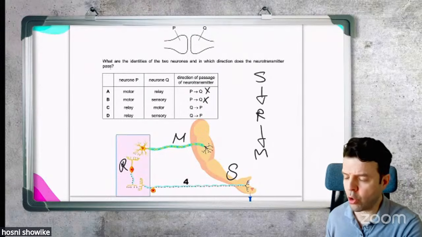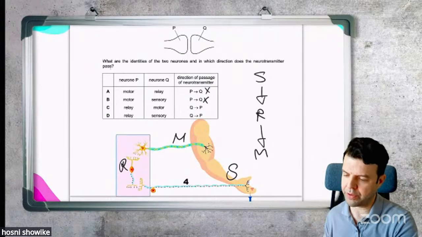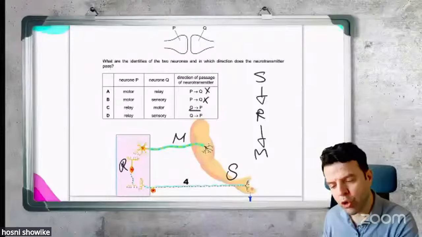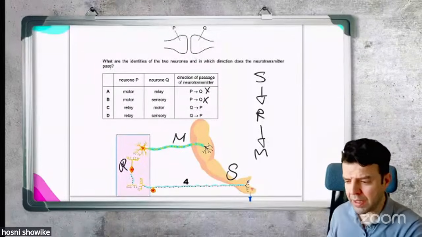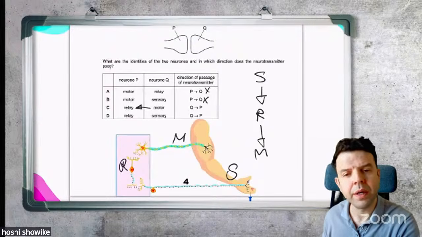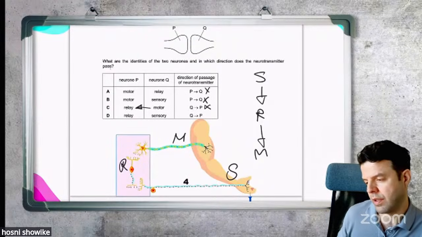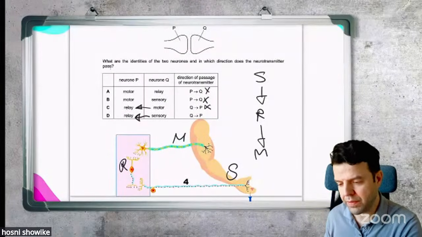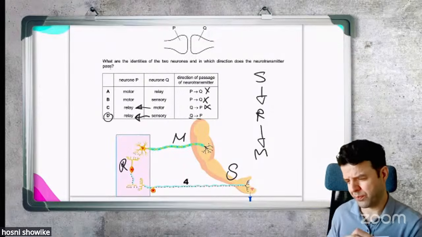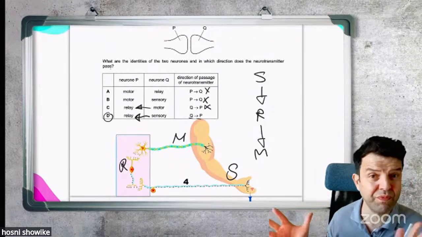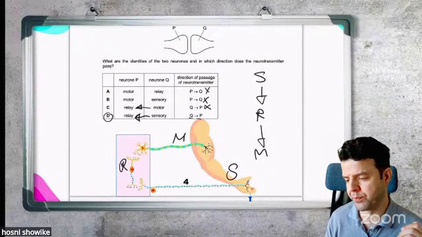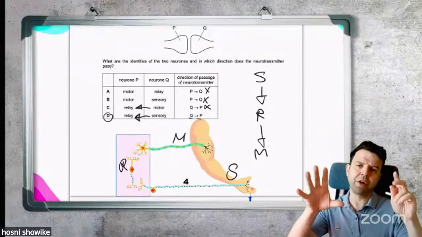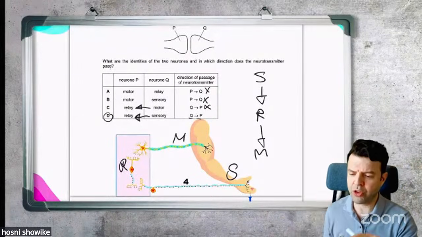But many people will go and choose C because C looks, whoa, nice. It's relay, motor. No, it's not right, because for some reason, they said QP. They said Q to P. So I'm going that way, which is still wrong. The only correct option is the last one, because they say Q to P, okay? It's been formatted not in a very friendly way, and they keep repeating it for some reason. They have a very limited bank of questions, and they just choose them over and over again.